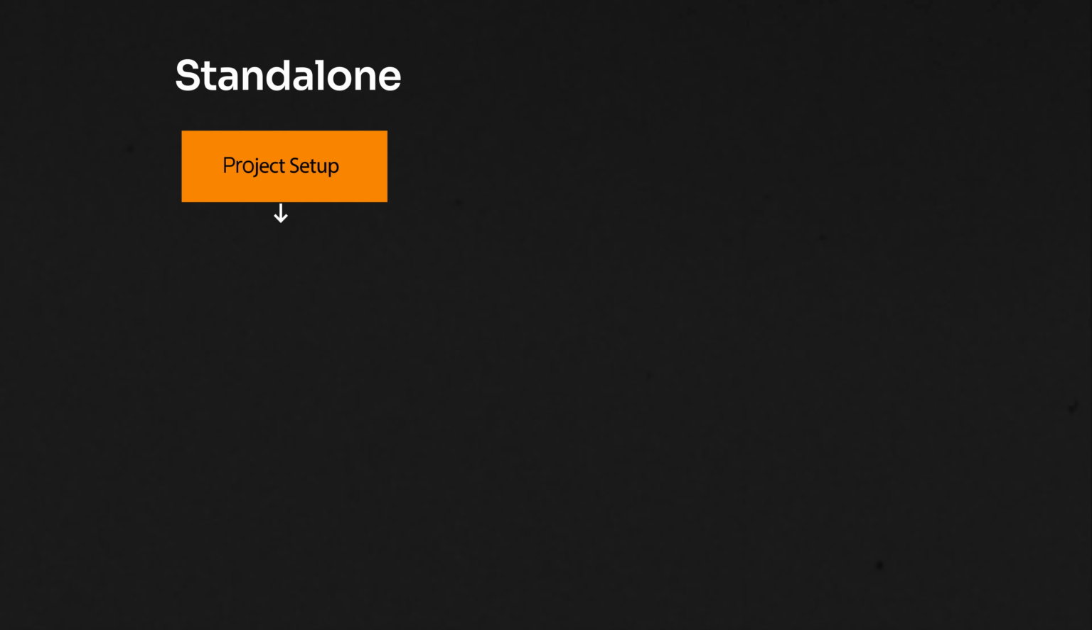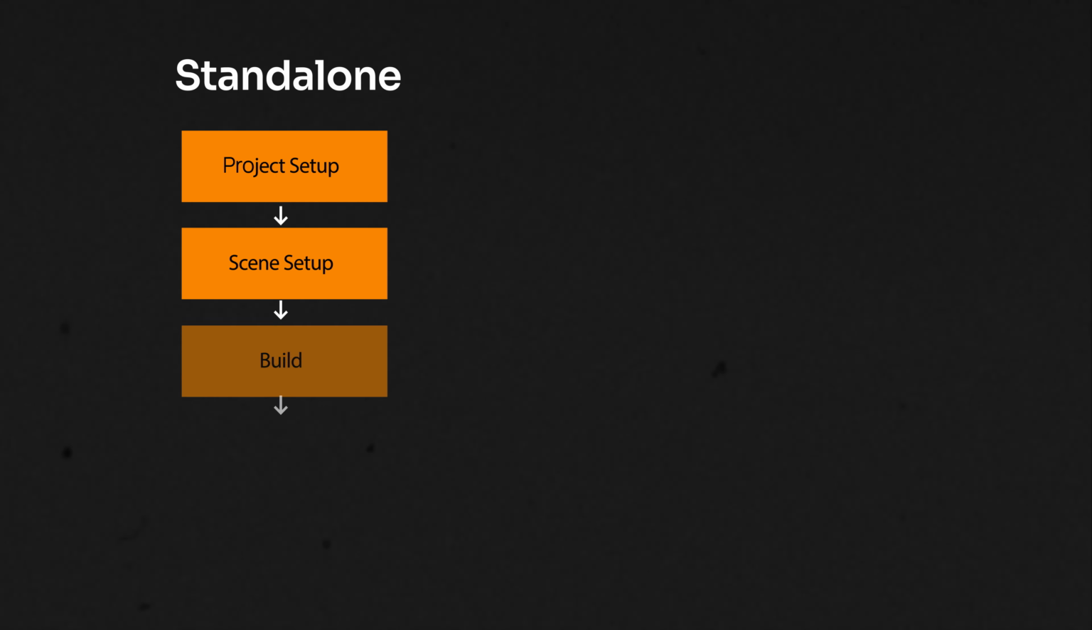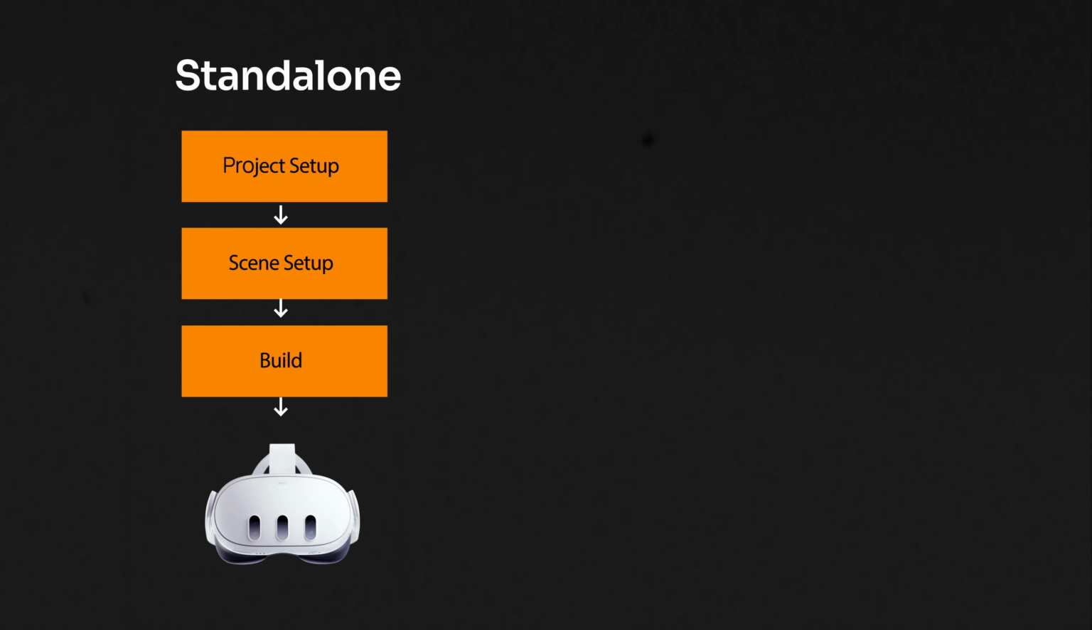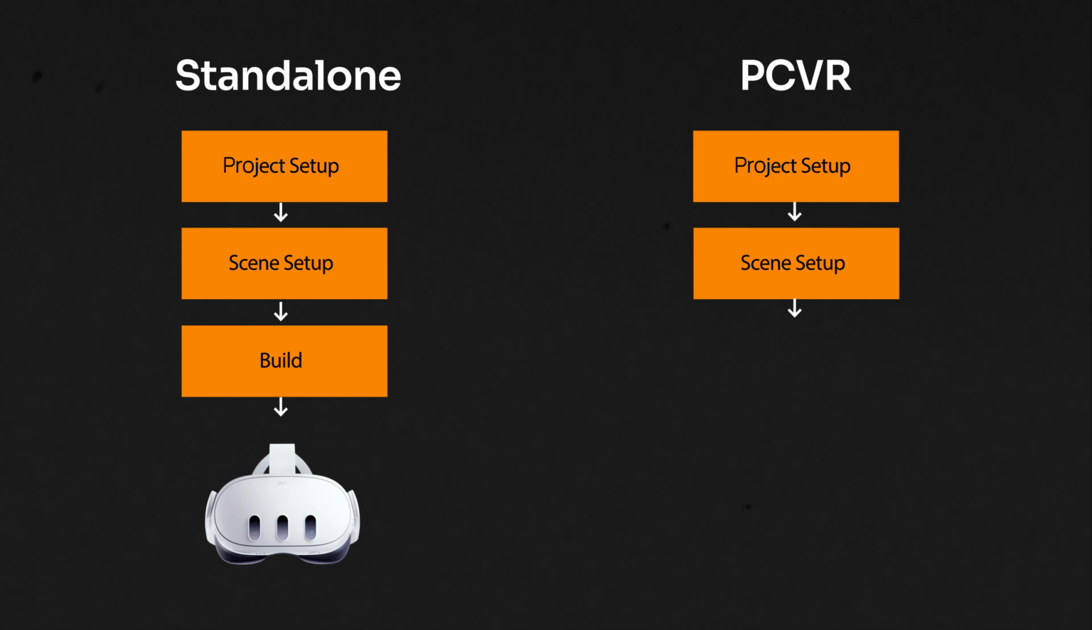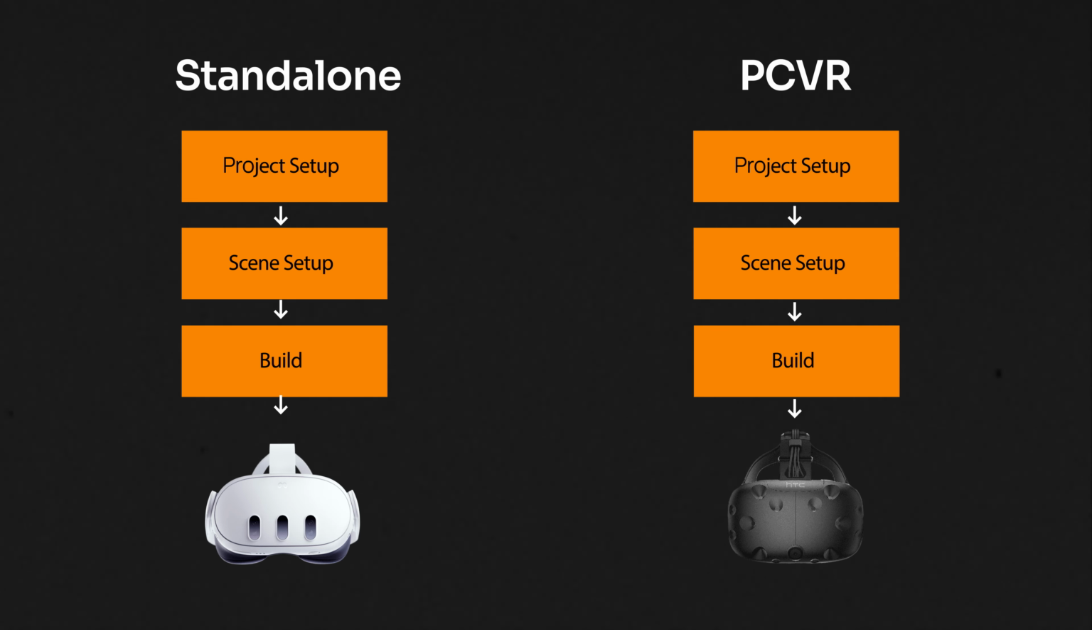Now moving on to the project settings, first we'll see how to set up our project for Quest standalone devices, develop a scene, build and test it on our Quest 3, and then we'll come back and change the project settings for PCVR devices, make small changes in our scene, and then build and test it on HTC Vive.